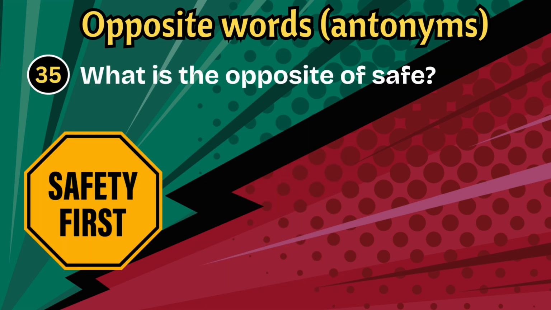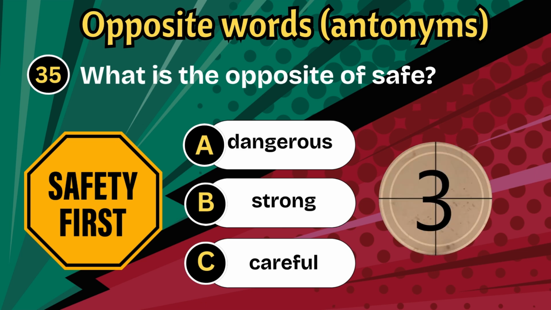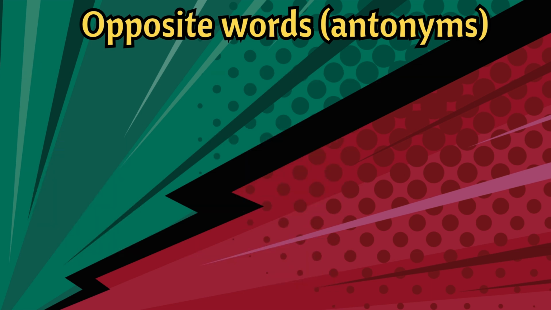What is the opposite of safe? It's okay to guess. Every try helps you learn. The correct answer is dangerous. Safe means something is okay and won't hurt you, like holding a grown-up's hand to cross the street, while dangerous means something could hurt you, like running into the street without looking.